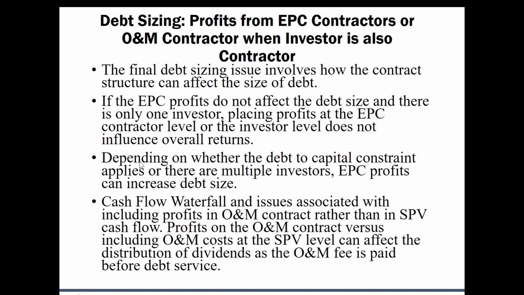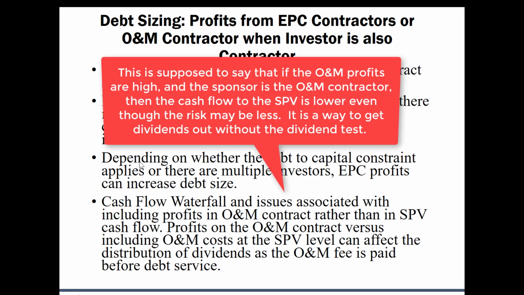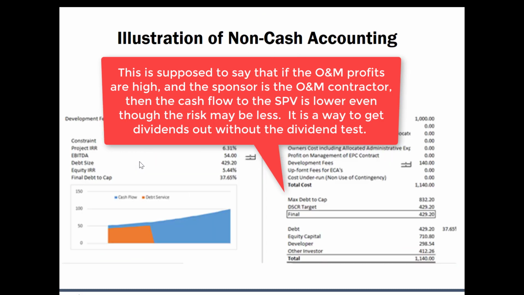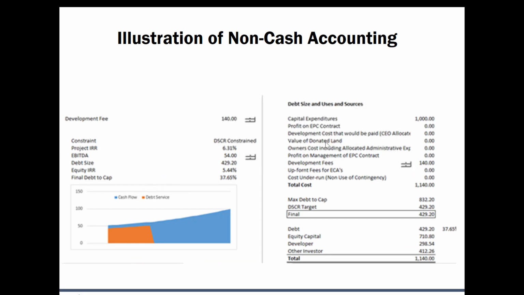If one investor is the EPC, you can use that, and this is another thing. If you've got an O&M contract and you're making money with the O&M, there are tricks, and I haven't gone through that. So here's what I try to do. Again, it's in that page on the website.